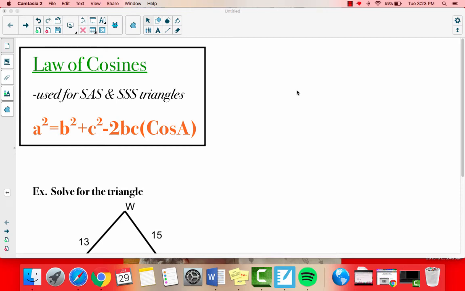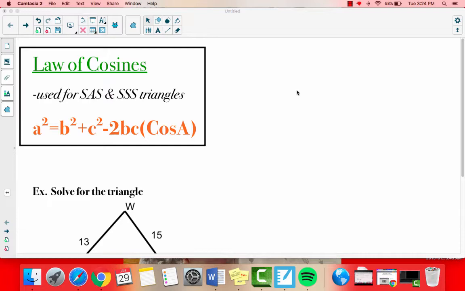Welcome back. Today's video is on the law of cosines, and the key here is knowing that the law of cosines is going to be used when you have two types of triangles. One where you're given all three side lengths, and then the other where you're given two side lengths and the included angle. So that means the angle between the two sides.